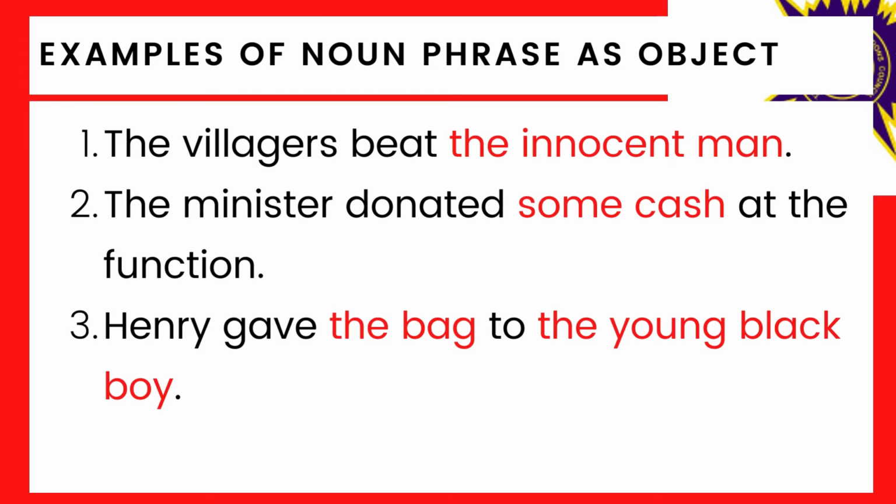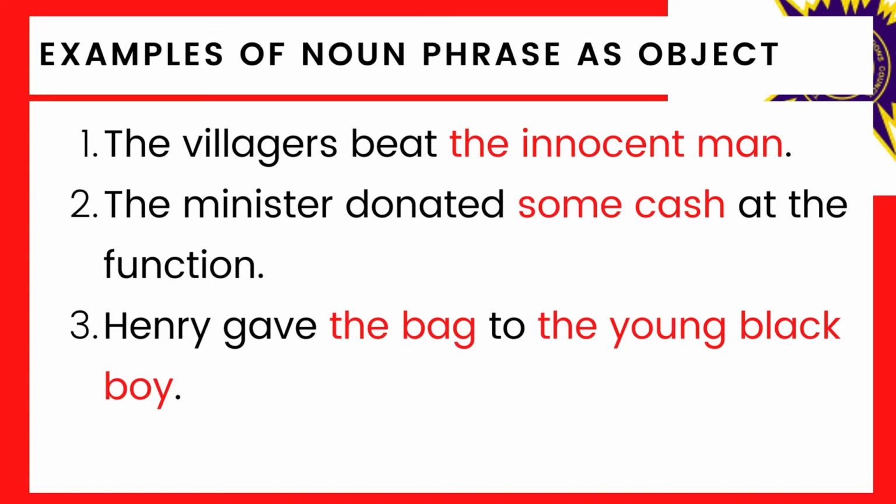The villagers beat the innocent man. The noun phrase for our consideration in this sentence is the innocent man. The action of the sentence is beat. The innocent man suffers or receives this action of beat. We can conclude, therefore, that the innocent man is the object of the verb beat.